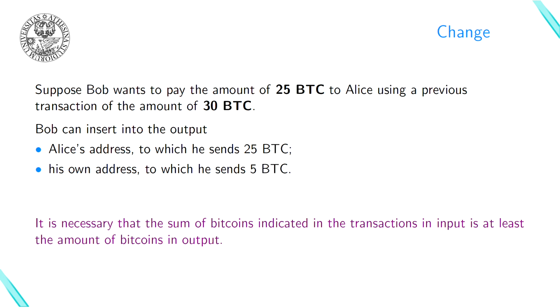So Bob is free to send his bitcoins to anyone, including himself, but it's necessary that the sum of bitcoins indicated in the transaction input is at least equal to the amount of bitcoins in output.